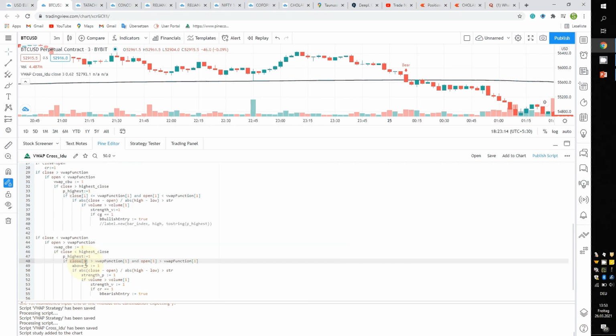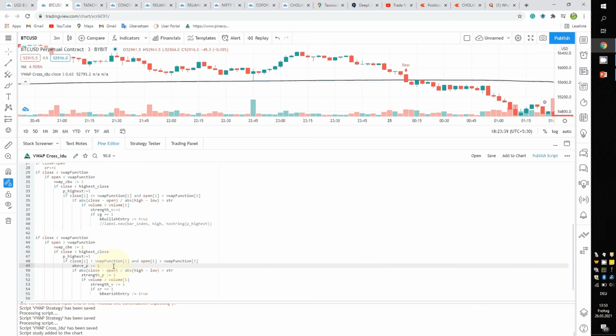If close 1 is greater than the VWAP function 1 and open 1 is greater than the VWAP function 1. So I'm making sure the signal only triggers when the previous candle is above the VWAP line. How can you check it? The close price and the open price have to be greater than the VWAP line. So this is the condition here.